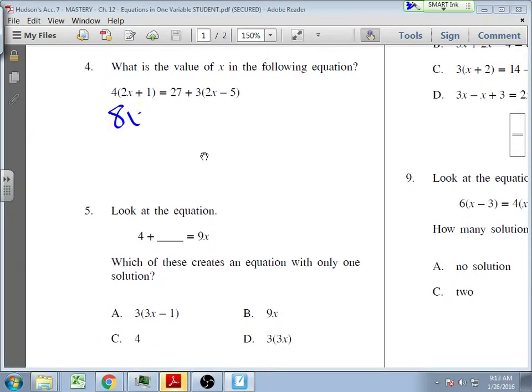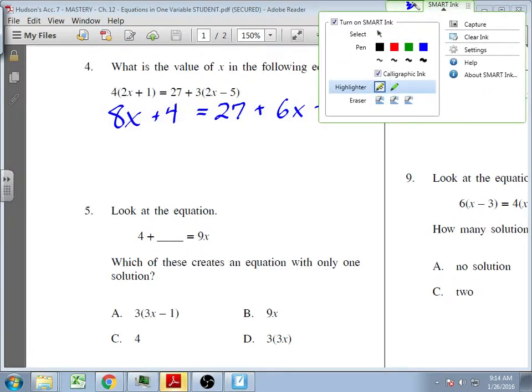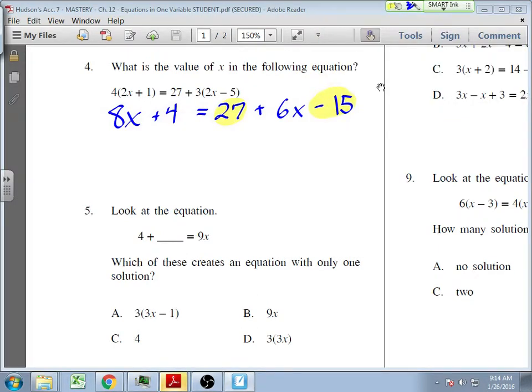So when I distribute, I get 8x plus 4. Some people were forgetting the second part of their distribution. We always have to distribute first. So nothing happens with the 27. This becomes 6x minus 15. I can combine my constants on my right side before I go any further. So don't start manipulating both sides. Start by simplifying anything that you can.